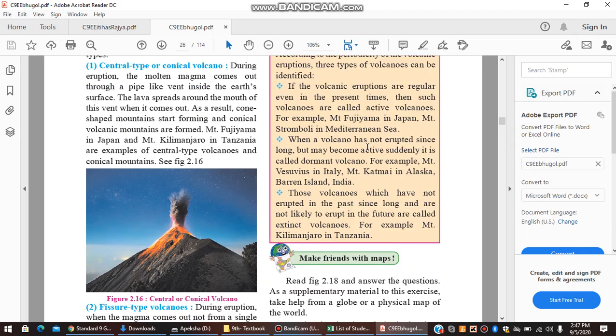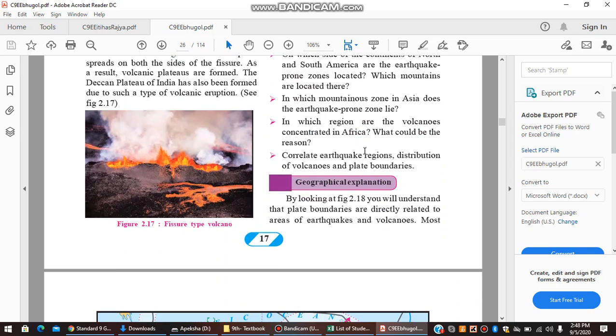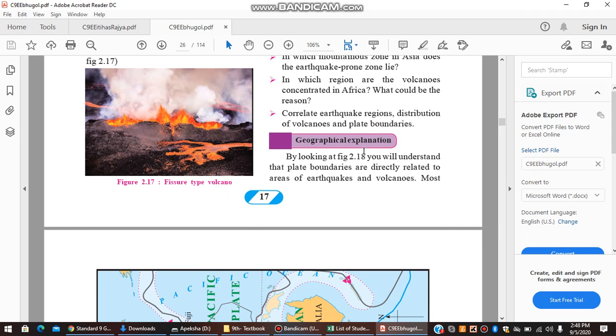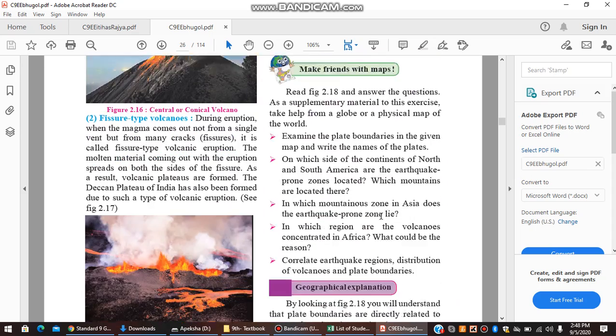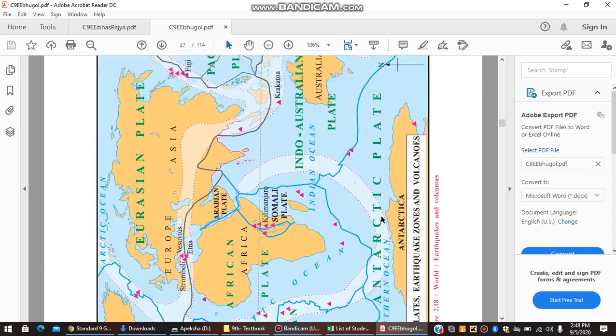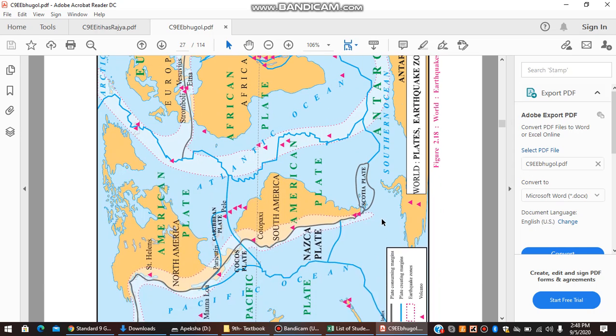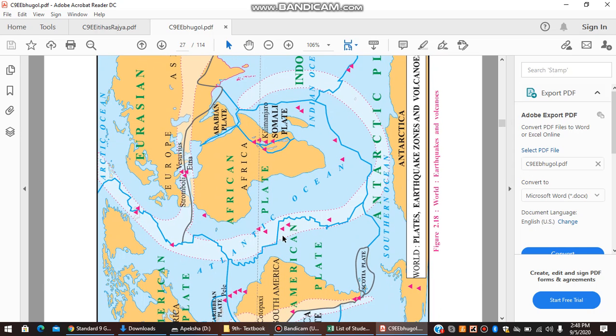You can read it in your free time. We'll move on and we'll start with the geographical explanation. So, by looking at figure 2.18, that figure is nothing but the note on volcanoes. Okay, so this is basically figure 2.18, earthquakes and volcanoes.